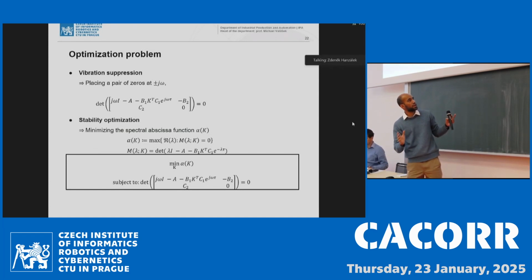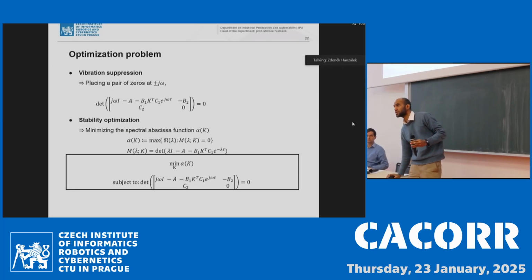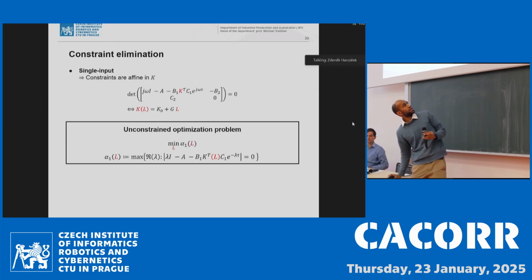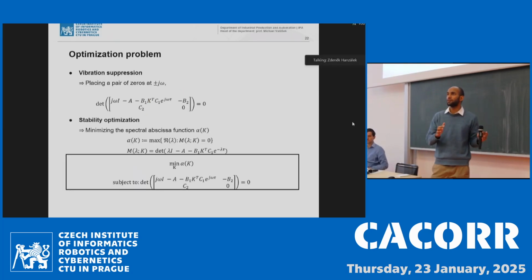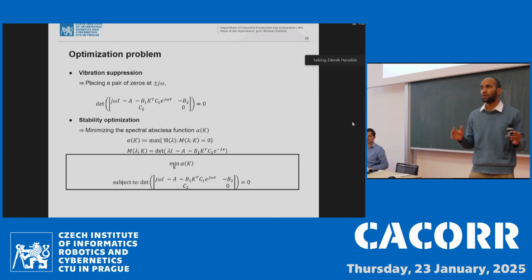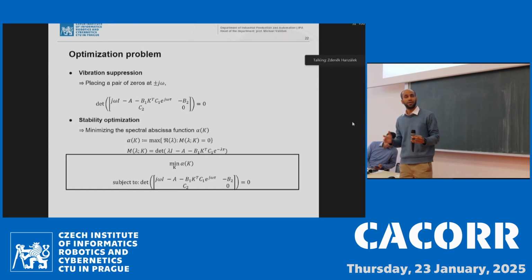So in doing so, we can formulate our constraint optimization problem, which looks like this. We minimize the spectral abscissa function subject to the constraints that the zeros are located on the imaginary axis. Okay, with that in mind, we should note that this objective function is non-convex and non-smooth, and so we need to carefully use solvers to optimize our objective function.